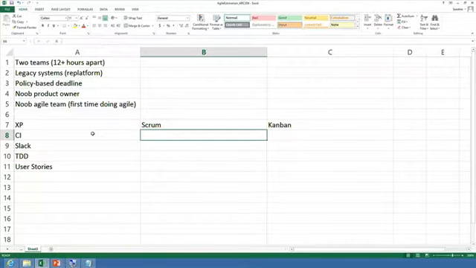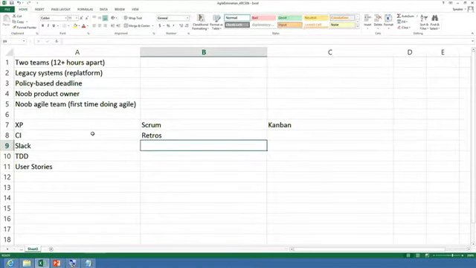Scrum. Retrospectives. Good. I like that. What else? Informative workspaces, XP. Oh, right. Sorry.